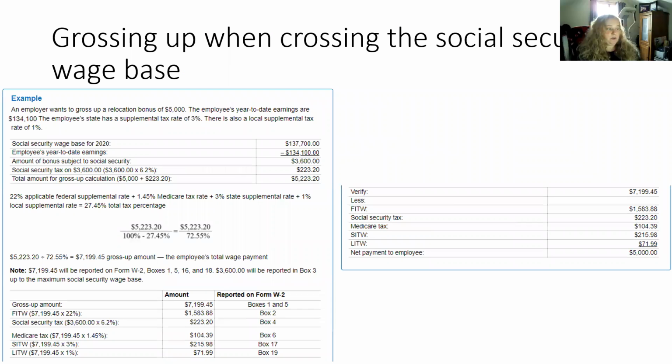So this is one of those examples that I'm going to skip just because of time, but this is a really good one for you guys to come back and look at. It has all the steps laid out for you, but this is an example of grossing up when you're crossing that Social Security wage base. And the reason this gets complicated is because once you cross that wage base, you don't have any more Social Security tax that you have to keep in your gross up calculation. I guarantee you, they will throw a question like this at you on the CPP exam. So if we have time at the end, I'll come back to it.